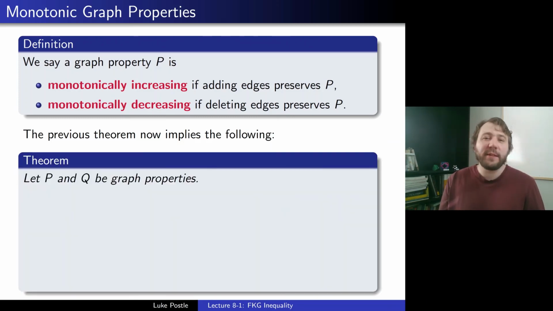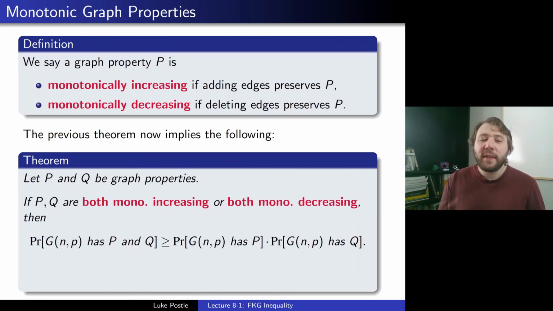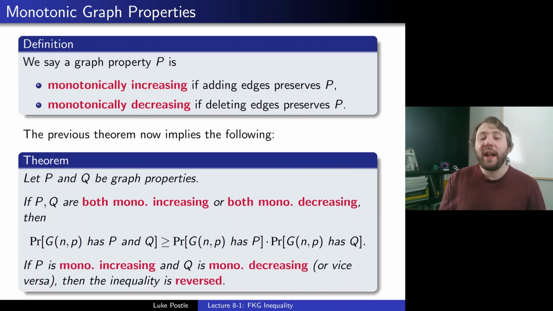The previous theorem now implies the following: if you let P and Q be graph properties, and they're both monotonically increasing or both monotonically decreasing, then the probability that G(n,p), this random graph from the Erdős-Rényi model, has both P and Q is at least the product of the probabilities that G(n,p) has P and that G(n,p) has Q. And vice versa, if one is increasing and one is decreasing, then the inequality is reversed.